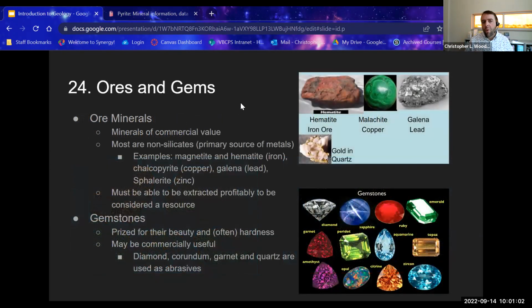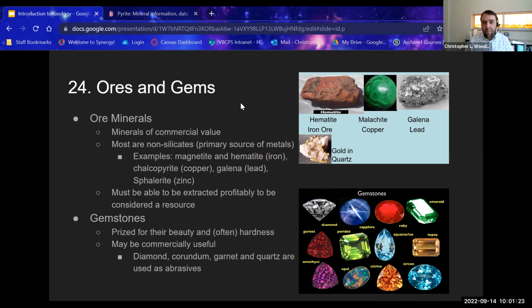Real quick, ores versus gems. So you may have learned this in a previous grade. What is an ore? What is a gem? So an ore is a mineral that contains something useful, something that we can mine, something that we can sell for profit. And most are non-silicates. Some are silicates, and they are the primary source of metal.